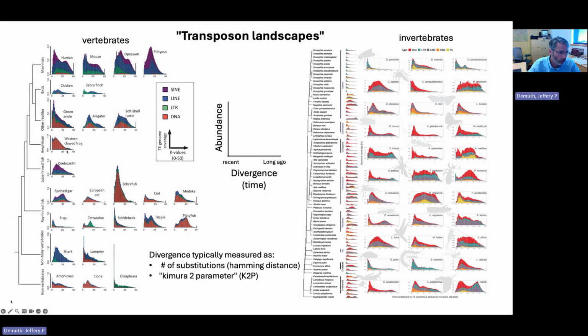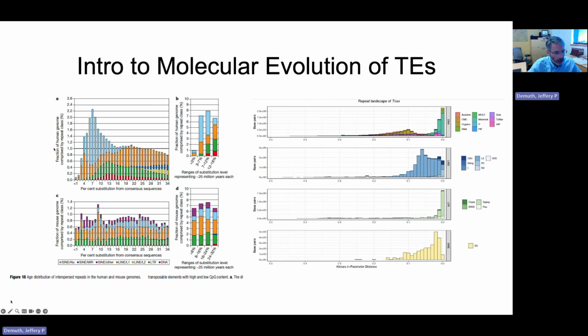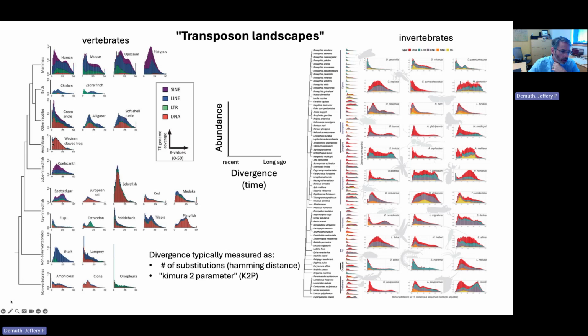So the DNA elements in Western clawed frog, I think this is Xenopus, they make up the majority, right? And they're still very active. You've got lots of DNA elements that have zero differentiation from each other. And it's unfortunate that this paper has them in different colors, but you can see that there's a lot more red over here in insects.